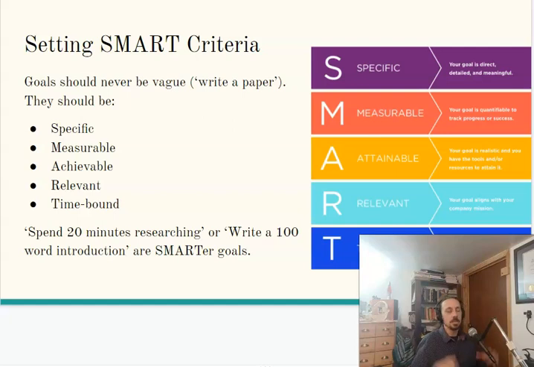In this way, you take the complex, vague task, writing a paper, and you break it down into a series of smaller tasks, which are specific and measurable, so you know you're making progress. So setting SMART criteria and breaking down your complex task into a series of small measurable increments will help make work happen.